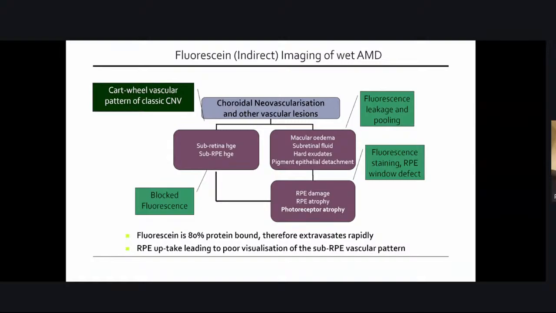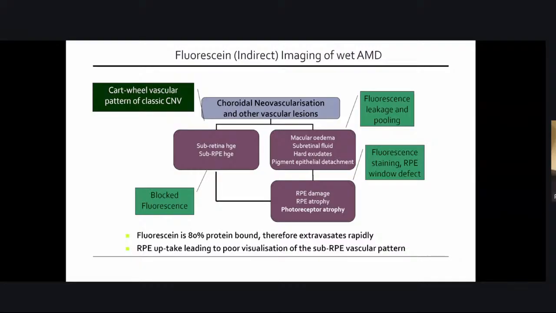Now, one key point about fluorescein imaging is that it is an indirect imaging of the wet AMD pathology. Why? Because it is 80% protein bound, and therefore it leaks quite rapidly outside the blood vessel, and therefore enters the interstitium and then enters the RPE cells. So fundus fluorescein angiogram is very good for anything above the RPE. It's good to outline the retinal vasculature, but when you come to choroidal vasculature, then it is not so clear.